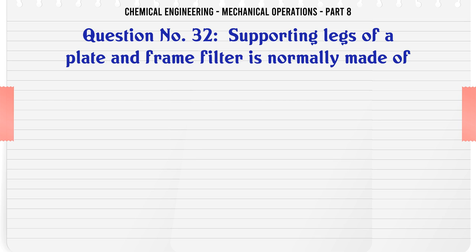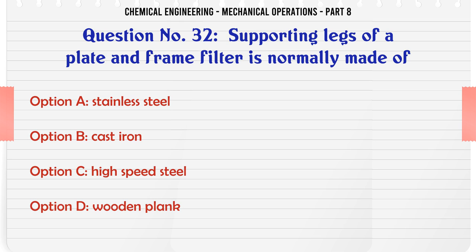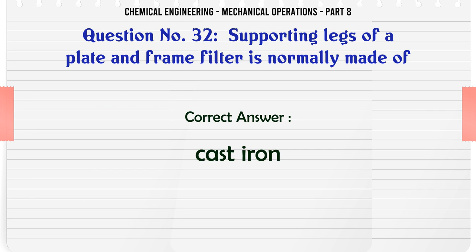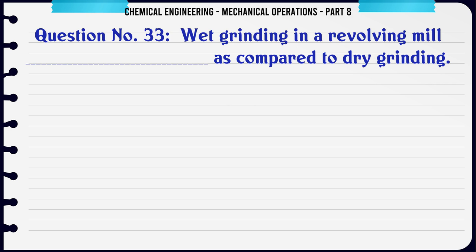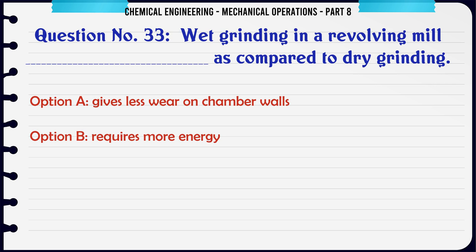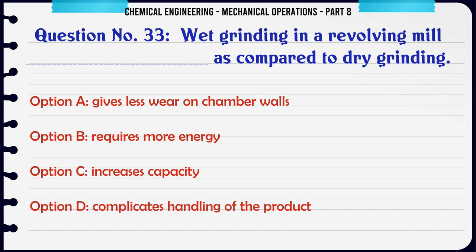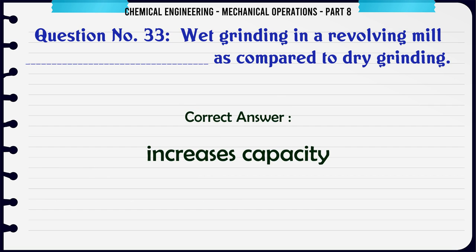Supporting legs of a plate and frame filter is normally made of A. stainless steel, B. Cast iron. C. High speed steel. D. Wooden plank. The correct answer is cast iron. Wet grinding in a revolving mill as compared to dry grinding. A. Gives less wear on chamber walls. B. Requires more energy. C. Increases capacity. D. Complicates handling of the product. The correct answer is increases capacity.